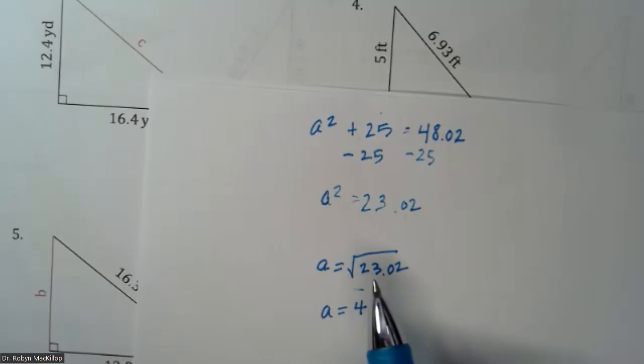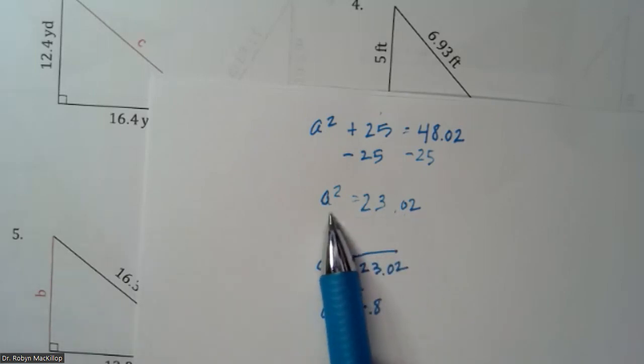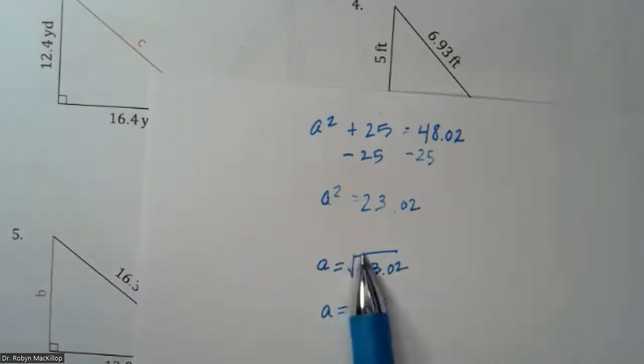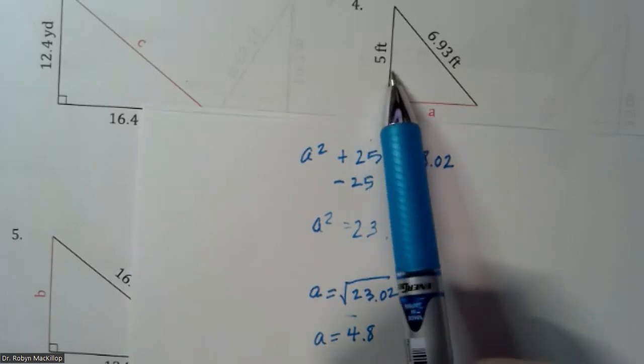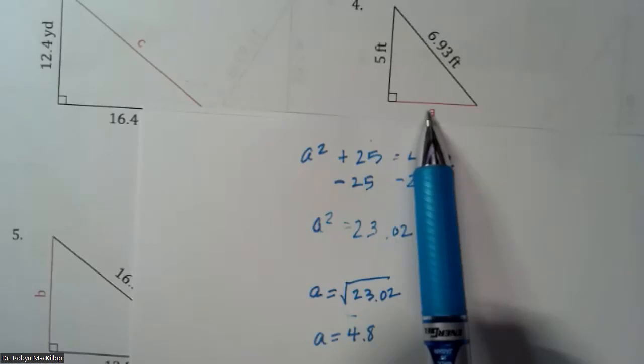The GED loves to do that too. They make you do all that work, and then they give you this answer as a possibility. So a lot of people stop right there, forgetting, oh wait, that's A squared. I need to get it down to A, which means I need to find the square root of this number. Now it makes more sense because if you come back up here, 5 feet, 6.93 feet, 4.8 feet.